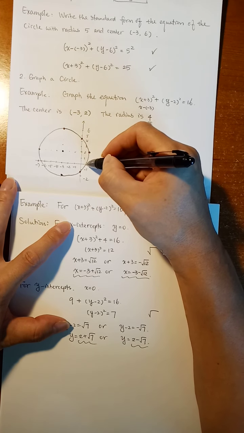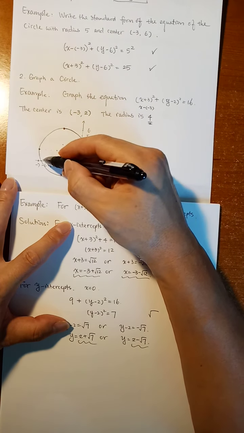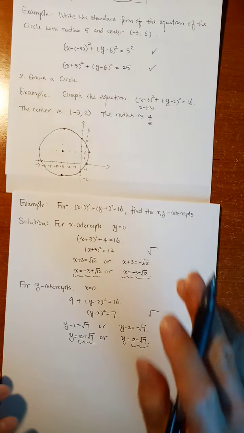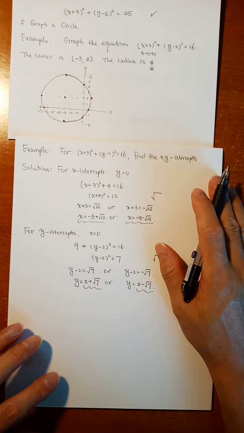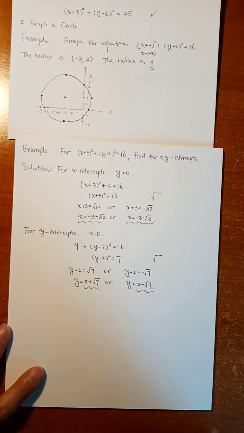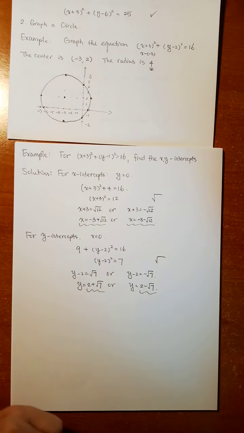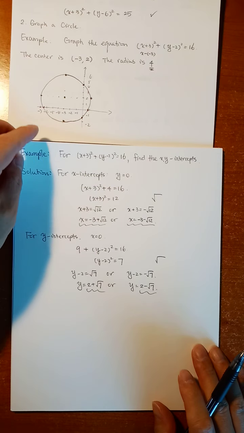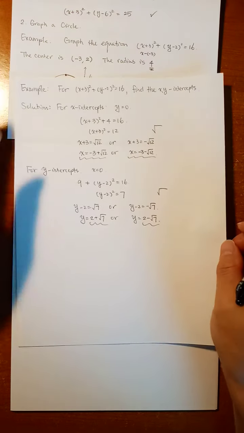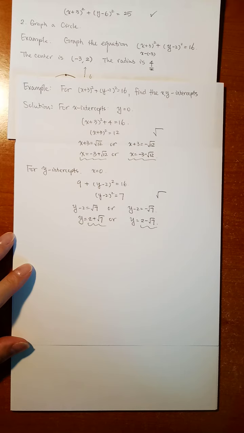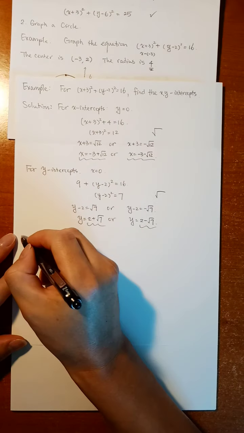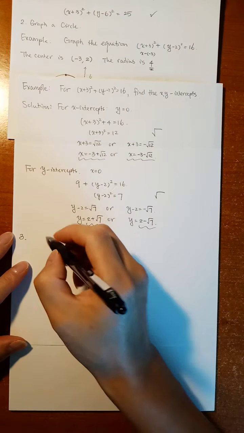This is negative 3 plus square root of 12. This is negative 3 minus square root of 12. So you have exactly 4 intercepts. You have 2 x-intercepts, 2 y-intercepts. Right? Excellent. Next part. Let's see what we have.